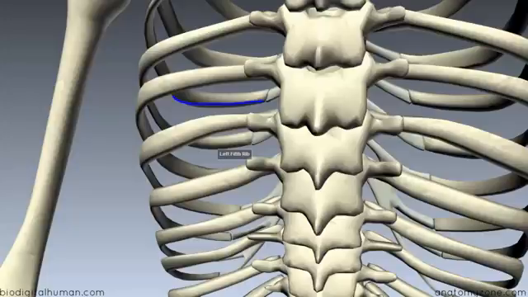So from superior to inferior you've got the vein at the top, the intercostal vein, then you've got the intercostal artery and the intercostal nerve. So the easy way to remember that is that it spells VAN, V-A-N, from superior to inferior, vein, artery, nerve.